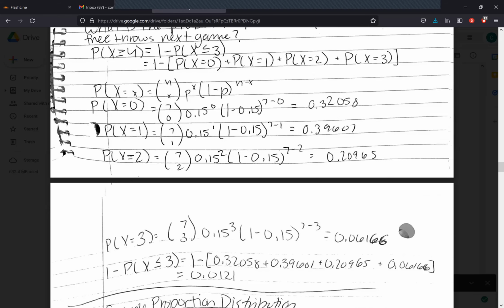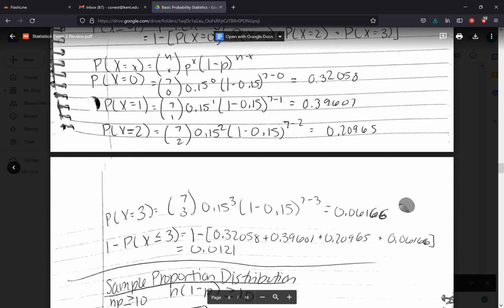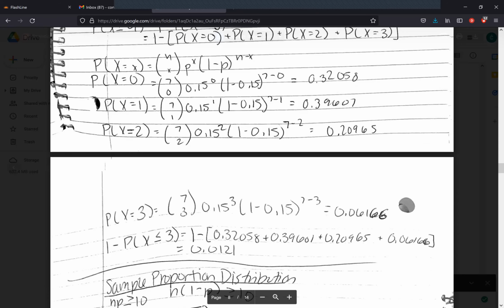And similarly, for all of the other probabilities, you're going to do the same thing. So take a moment and just look at these and see how the numbers are put into the formula. Once you get all of those numbers, you're going to add those together and subtract them from 1. And you find a probability of 0.0121.